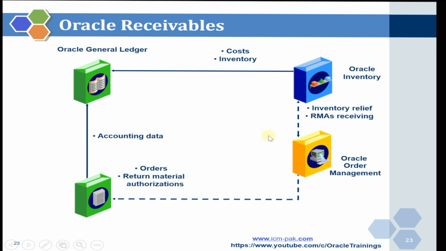In accounts receivable you will have all the information about your invoices related to the customer. Accounts receivable is integrated with the order management module as well as the inventory module, and for those accounts receivable transactions your information will be transferred to Oracle General Ledger.